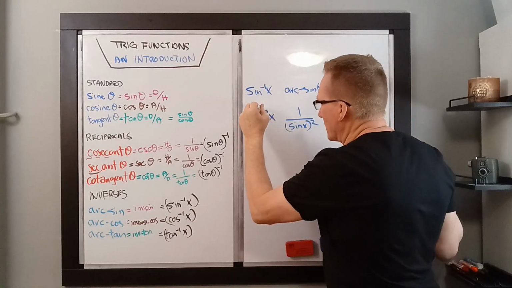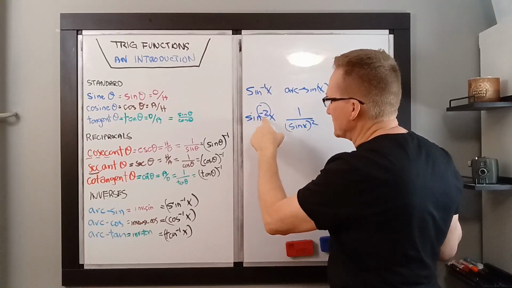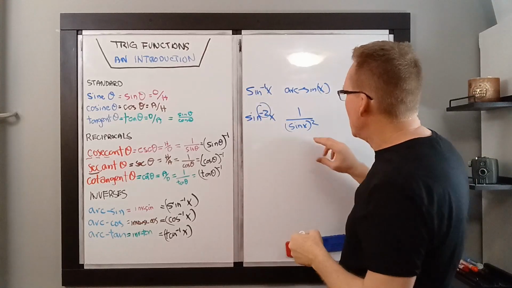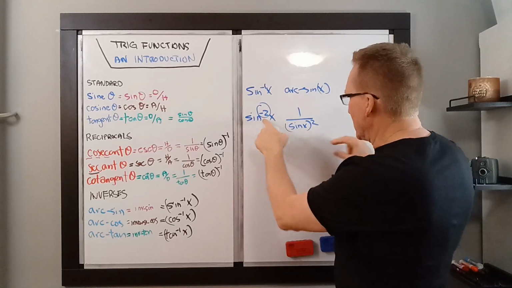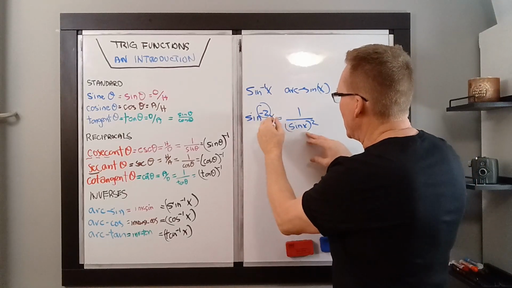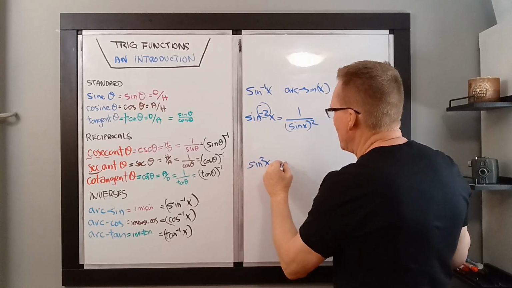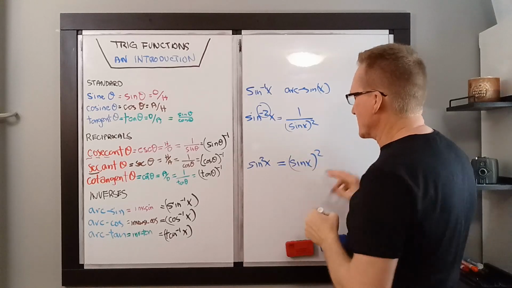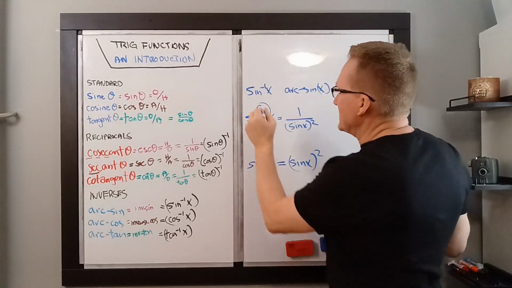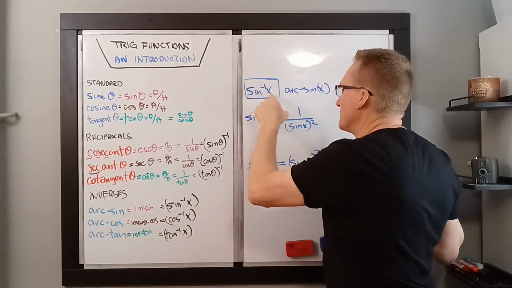However, if this power is anything but -1, let's say it's 2 or 3 or -2 or -3, it means it is a regular power over the whole thing. A negative power, of course, puts it in the denominator, a positive power does not. So this here, sine squared x, means the same thing as this, sine x all squared. However, the only case it does not mean the same thing is when it's sine to the -1 x.